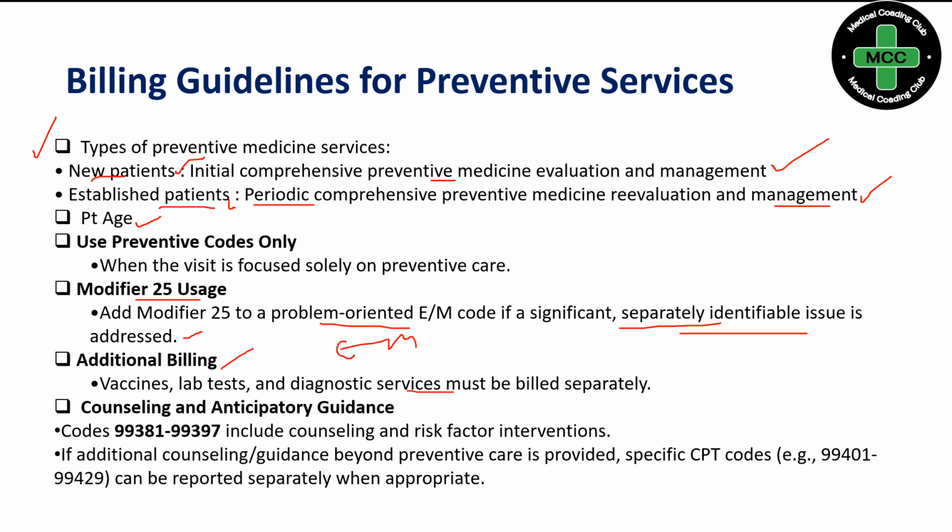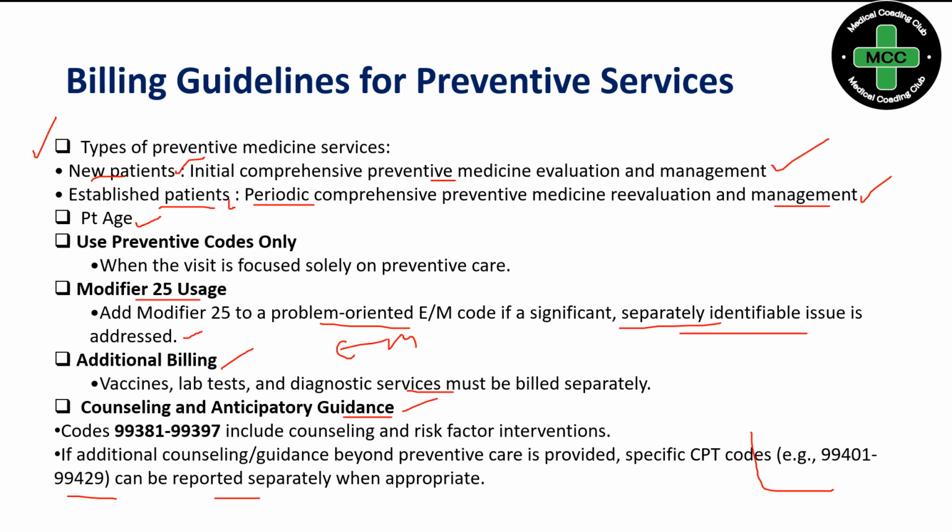And next, counseling and anticipatory guidance. It is included in the preventive service, but if an individual needs extra interventions, we have a different set of codes, 99401 to 99429. From this area we can utilize the E and M codes.